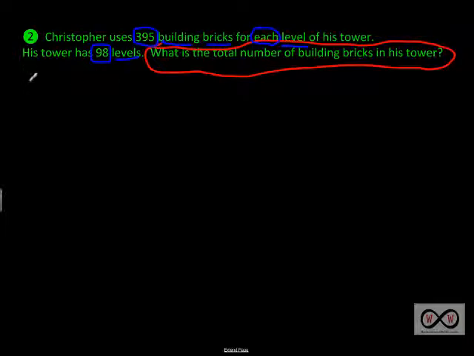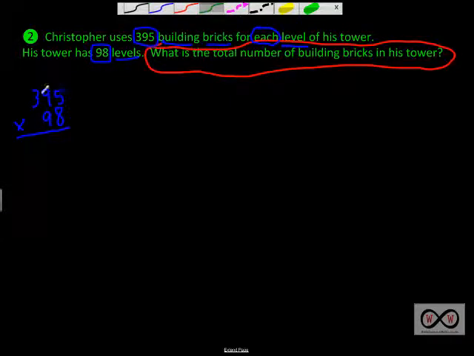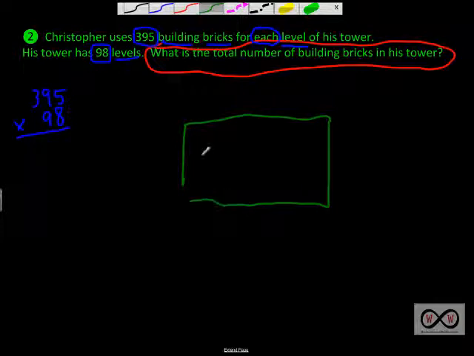And what is the total number of building bricks in his tower? Well, you're probably thinking 395 bricks per level, and there are 98 levels. So that tells us that we need to multiply, and we'll set up our distributive grid. And it's a 3 by 2-digit problem, so you're probably thinking that would be a 3 by 2 grid. Kind of clean that up a little bit.